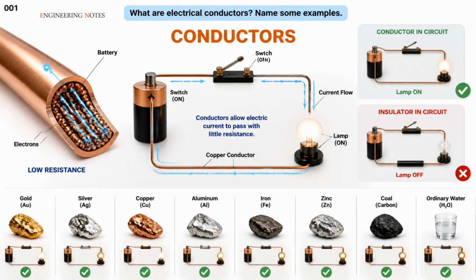Question 1. What are conductors, and can you name some common examples of them? Conductors are materials that allow electric current to pass through them with very little resistance, or sometimes with almost no resistance at all. Examples of conductors include gold, silver, copper, aluminum, iron, zinc, charcoal, and ordinary water.